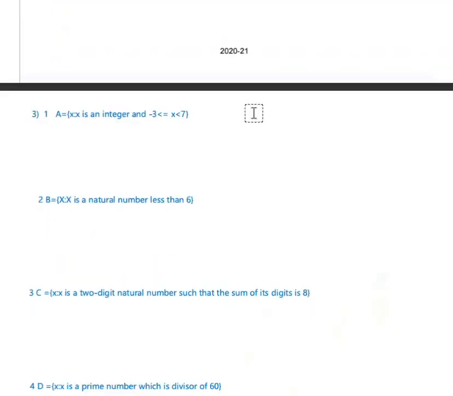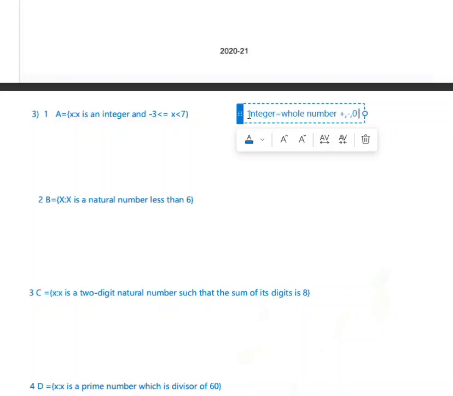First of all, we need an idea about integers. An integer is a whole number including positive, negative and 0, and it excludes decimal numbers. So first of all we write: integer is a positive, negative and 0 whole number, excluding decimal numbers. Okay, so these are the integers.